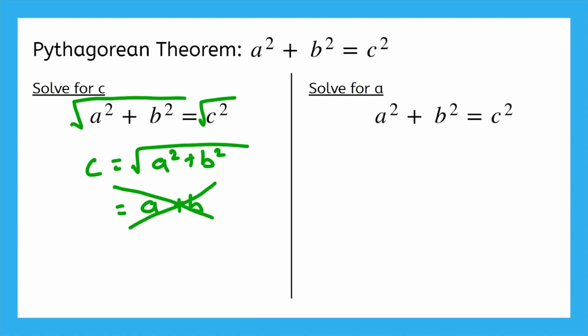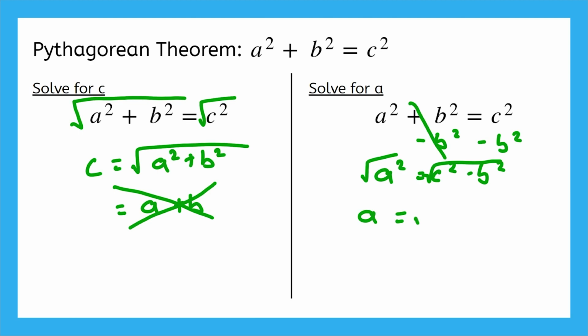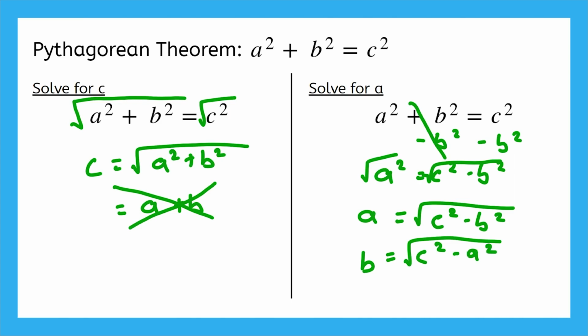To solve for a, first we're going to subtract the b squared away from it. Then square root that to cancel the square. So a is equal to the square root of c squared minus b squared. And like we said before, solving for b would look basically the same, except we would subtract off the a squared to start instead.